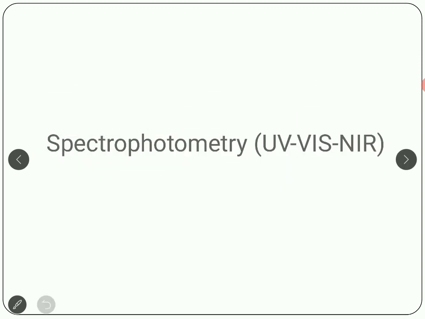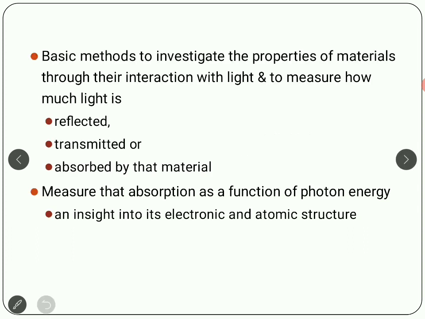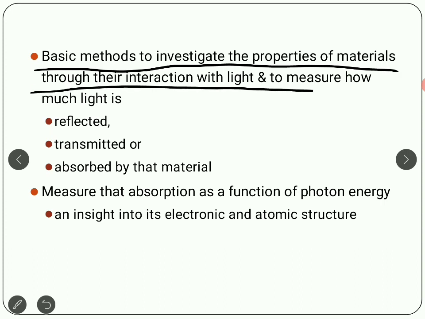So if you look into one of the most common techniques of spectrophotometry, this is nothing but UV visible and near infrared spectroscopy. What happens is we have got the radiations involved here, which lie in the UV range or the visible range or the near infrared range. So the basic method to investigate the property of any material is through their interaction with light, and to measure how much light is reflected, transmitted or absorbed by that material. So we usually study these three things. More or less, if we know one factor, the other two factors can be determined. Okay, it is also possible, from the formulas that we have mentioned before.